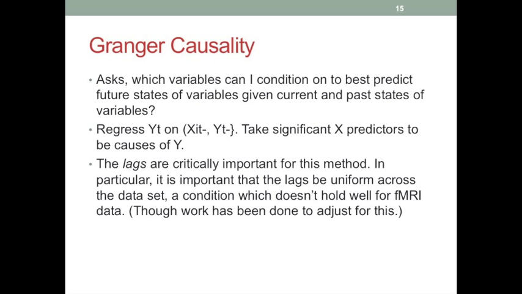Granger causality asks whether you can condition on variables in the past to better predict variables in the future. For instance, if you regress y at t onto the various x sub i's at t minus 1 and y at t minus 1, and then you take the significant x predictors to be the causes of y, that would be equivalent to Granger causality. And here the lags are critically important for this method. In particular, it is important that the lags be uniform across the data set, a condition which doesn't hold well for fMRI data. And this is the problem I was mentioning earlier.